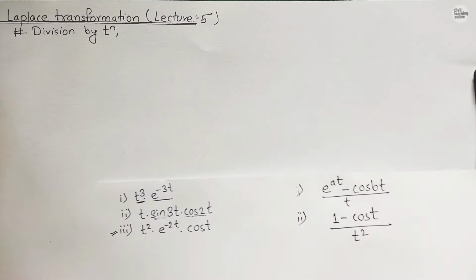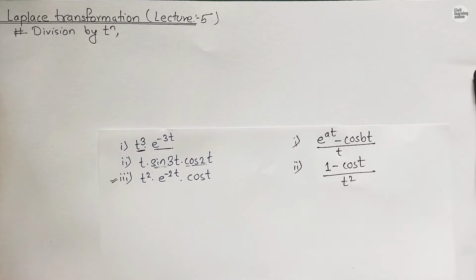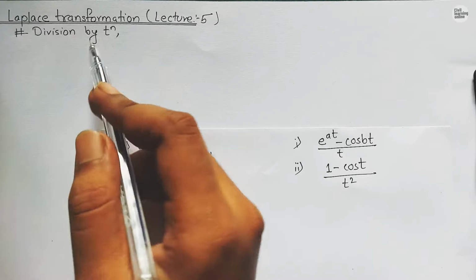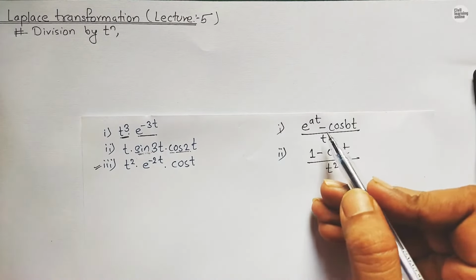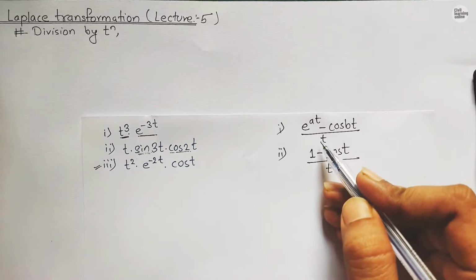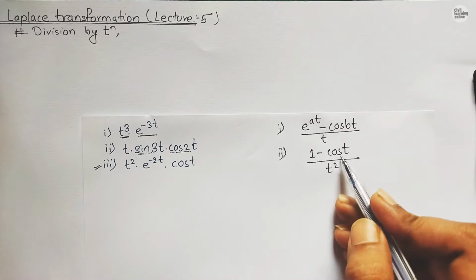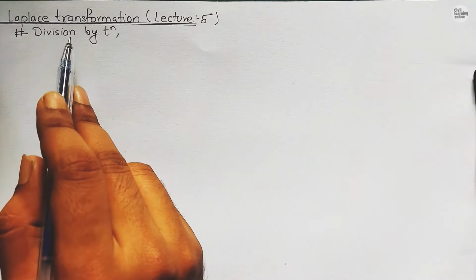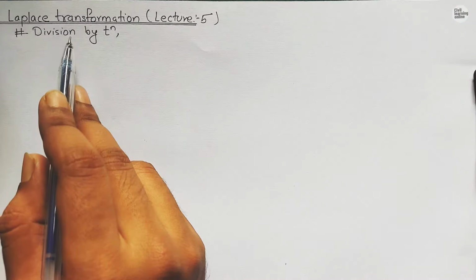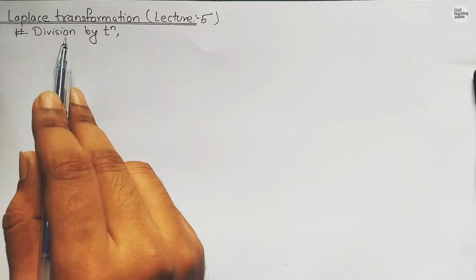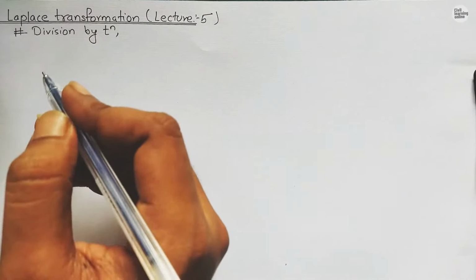So here we will continue the concept of Laplace transformation, that is division by t to the power n. I have selected two numericals: e to the power at minus cos bt divided by t, and 1 minus cos t divided by t square. Whenever we see a function in division form by t to the power n, we have to operate on it using this concept.